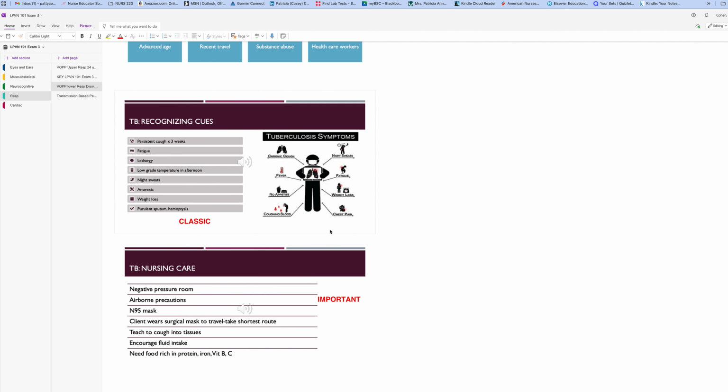They need to get away from everybody else. They may have hemoptysis, which is coughing up blood, weight loss, and anorexia. So make sure you understand those signs and symptoms, okay? Because you got to recognize it and get them to airborne precautions. They're going to need a negative pressure room, airborne precautions, an N95.